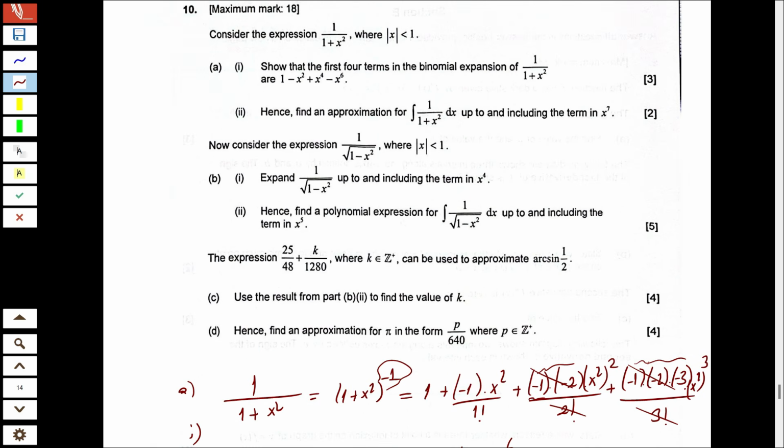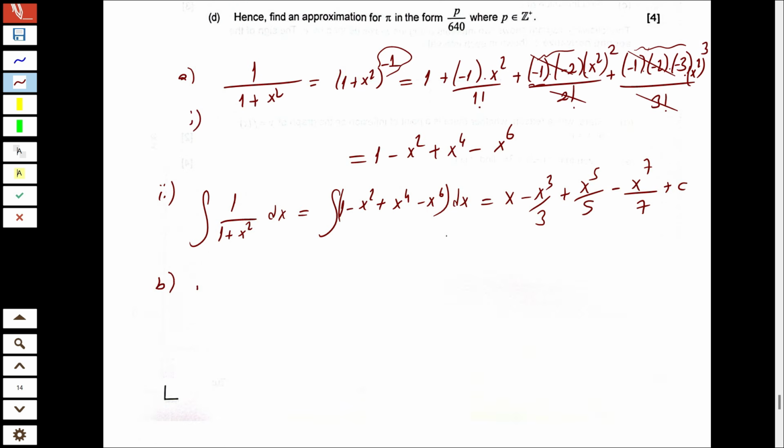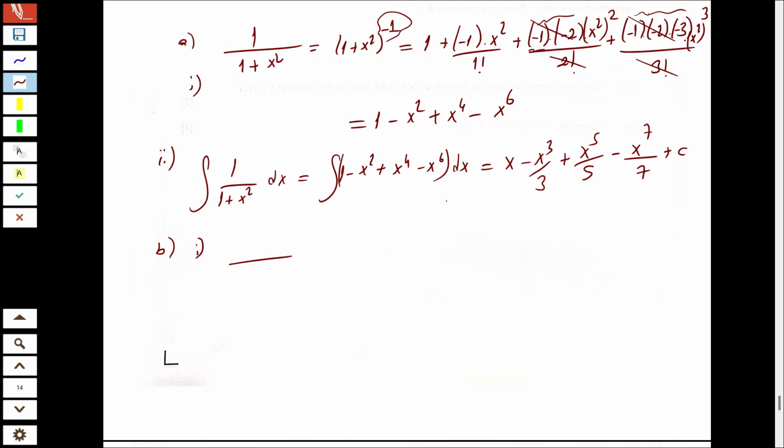Now consider the expression, the square root of this, and expand this expression up to and including the term in x to the power of 4. Okay, we will now try to find this expression first. You can write this expression like 1 plus x squared to the power of minus 1 over 2, because I would like to write the reciprocal of this fraction. To do that, you will add the negative sign, and the square root of this expression will give us divided by 2.